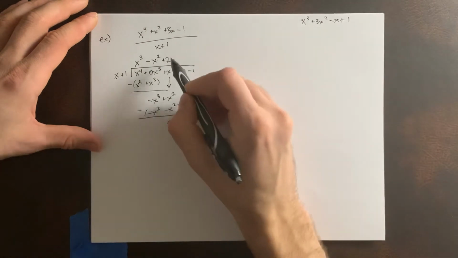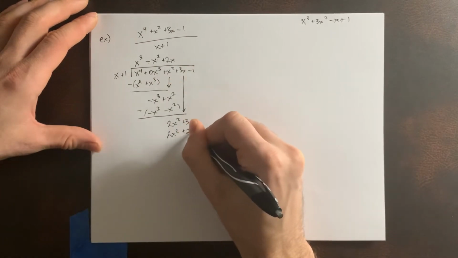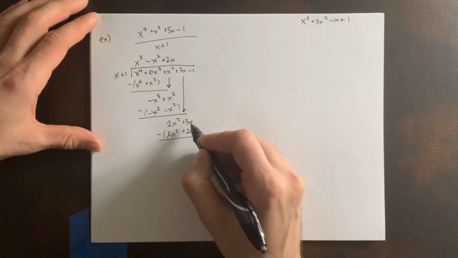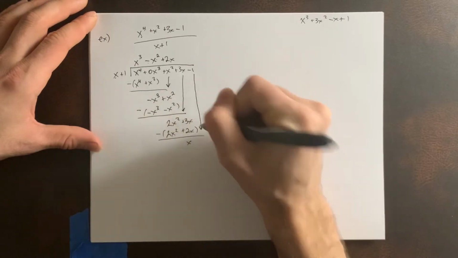Now we do the multiplication. 2x times x, that's 2x squared. 2x times 1, that's 2x. Put in parentheses, put a minus sign, and then subtract. That minus that, 0. And this minus this is x. And then what we do is bring down the last one.